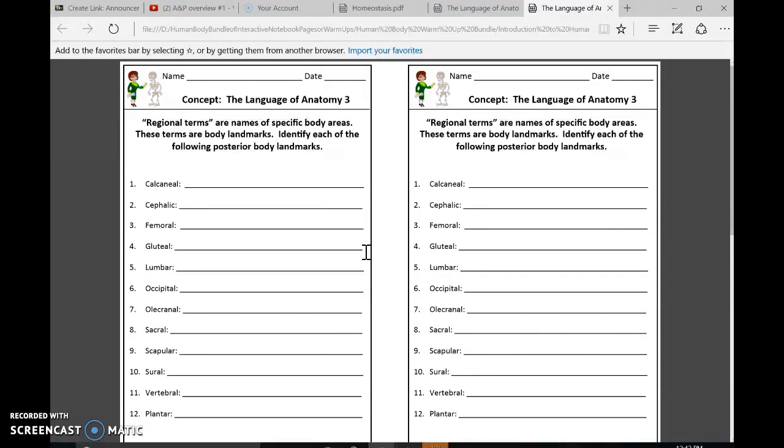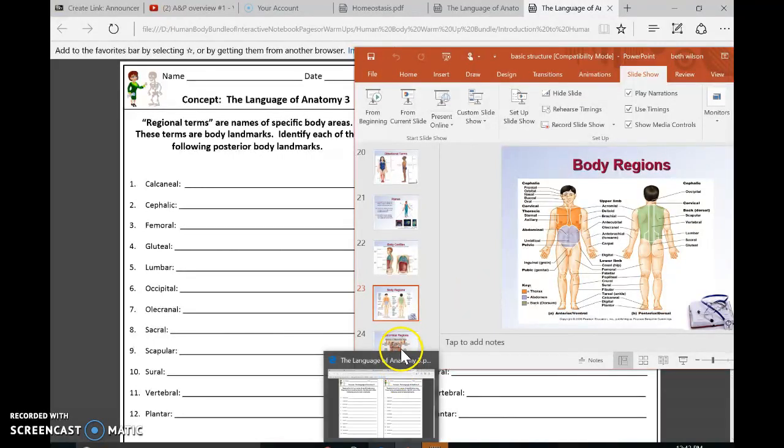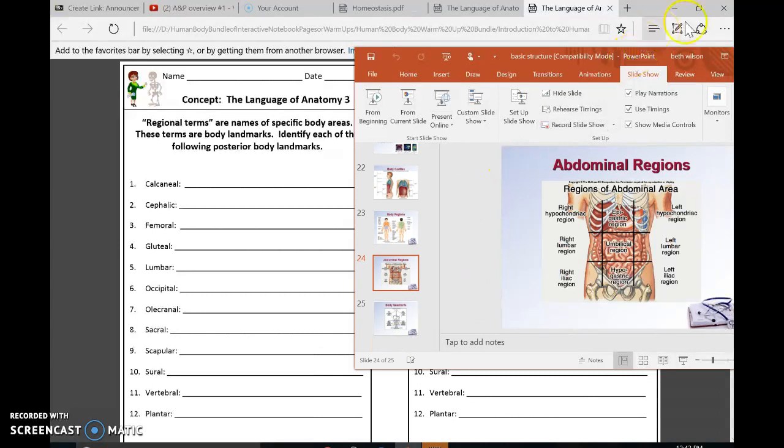Regional terms are the names of specific areas. These terms are body landmarks. Identify each of the following body landmarks. Okay, so again, you can use this diagram to label those. So that takes care of anatomy sheet 1, 2, and 3. Then we're going to move on to identifying anterior/ventral body regions. So let's go ahead and look at that one.